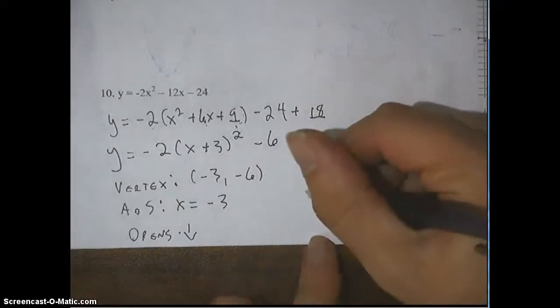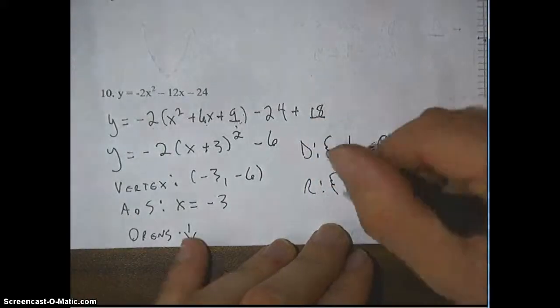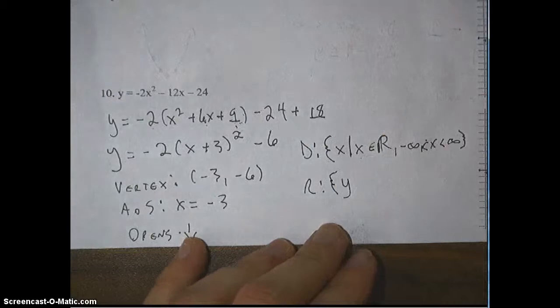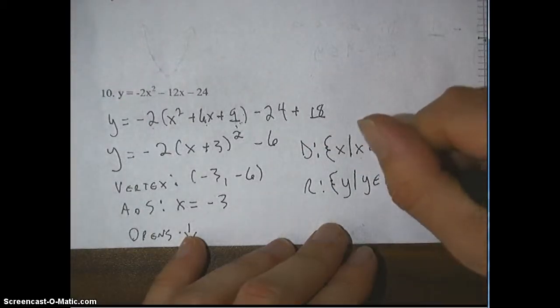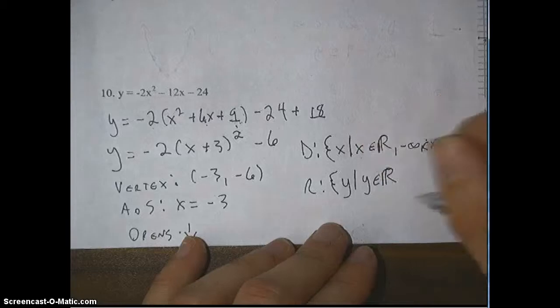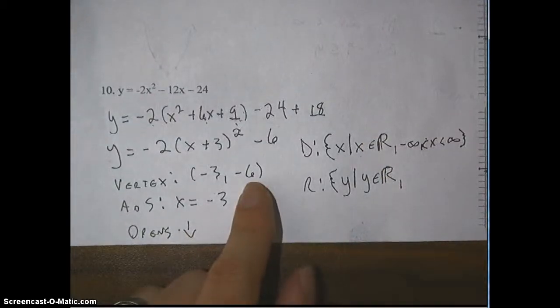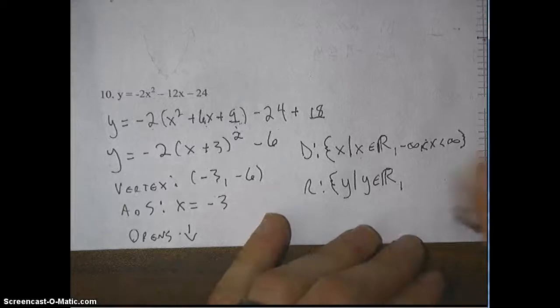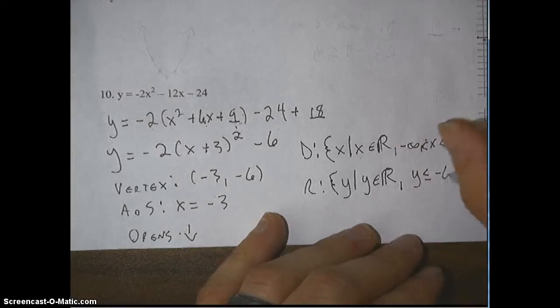Same thing with the range. Fancy bracket. y is a real number. And this time, let's see, it opens downwards and it goes up to negative 6. So y is less than or equal to negative 6.